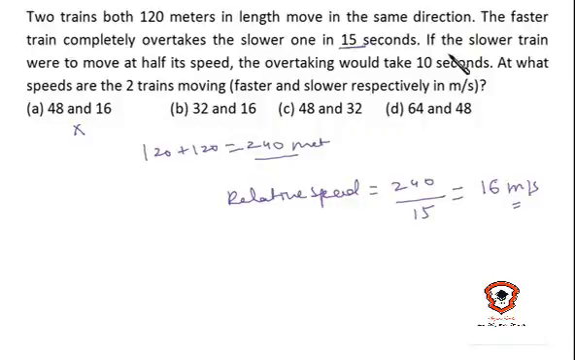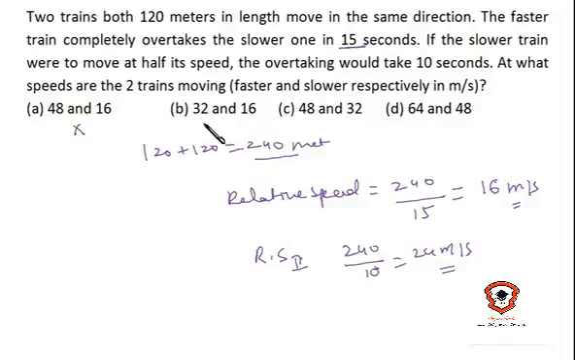Okay, now from the next, if the slower train were to move at half speed, the overtaking would take 10 seconds. So in this case, the relative speed, I say it is relative speed 2, it would be 240 meters by 10, that is 24 meters per second. That means if the speed of the slower train is halved, then the relative speed should be 24 meters per second.